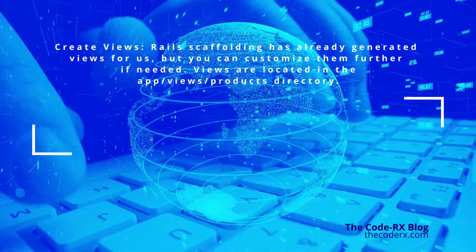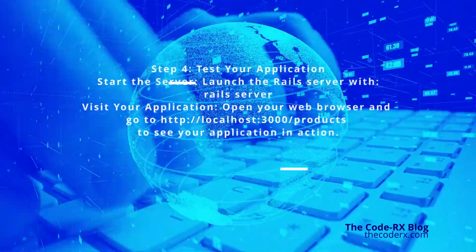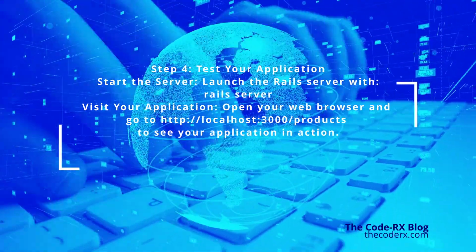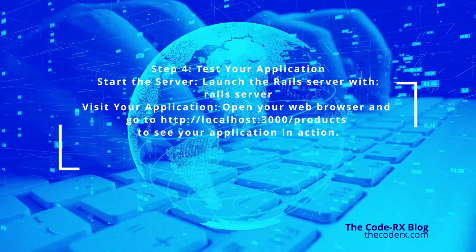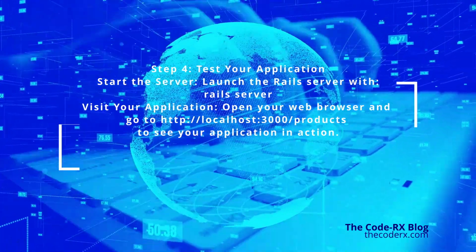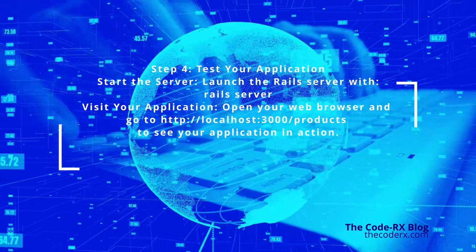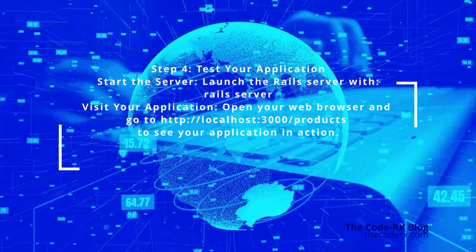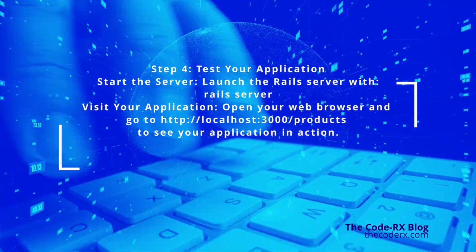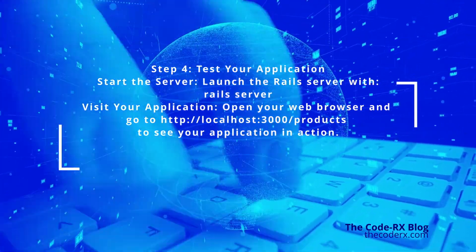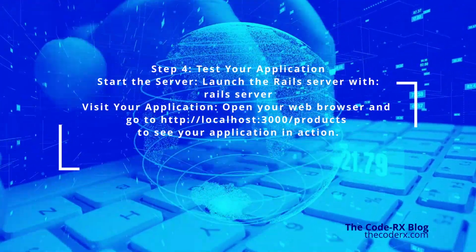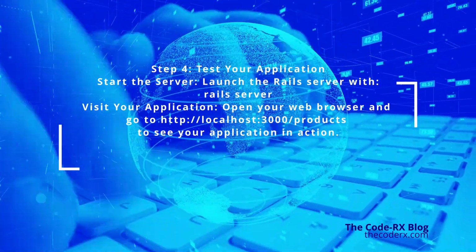Now, go ahead and test your application. Start the server, launch the Rails server with rails server. Then you want to visit your application. Open the web browser and go to http://localhost:3000/products to see your application in action.